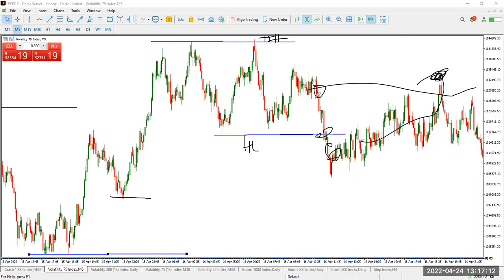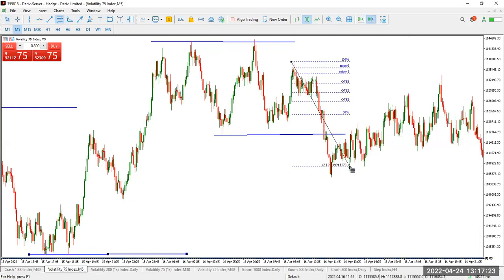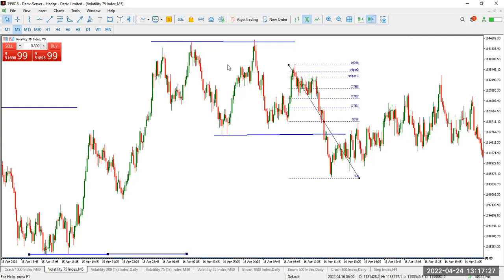Look at the demand zone here. They grab it. This supply zone here. They grab it from here. They go down. So if I'm to sell this market, I will draw my fib from here, from this high to this low. Now, I will wait for the market to come back to my sniper 1 and sniper 2.